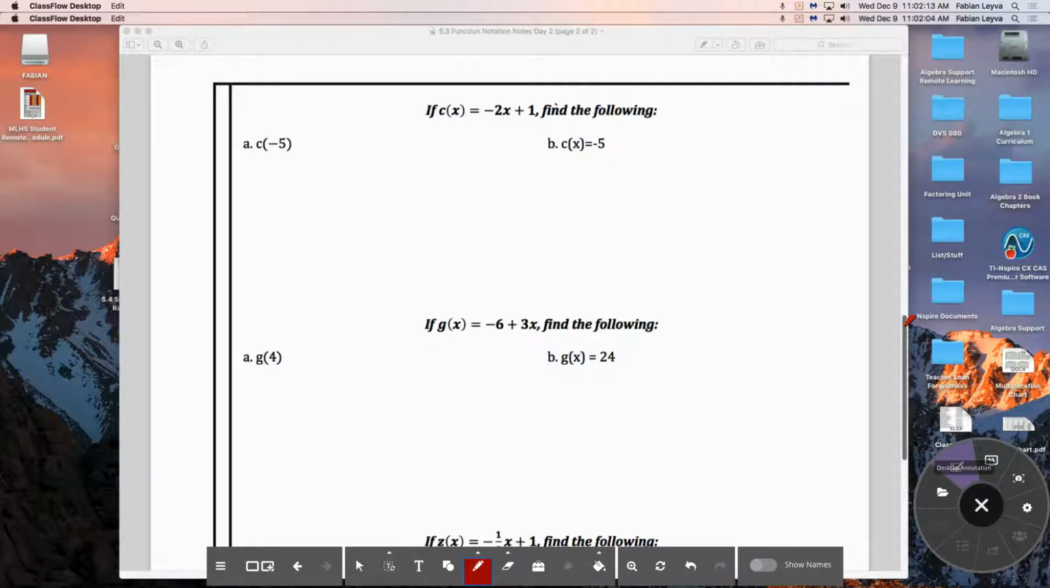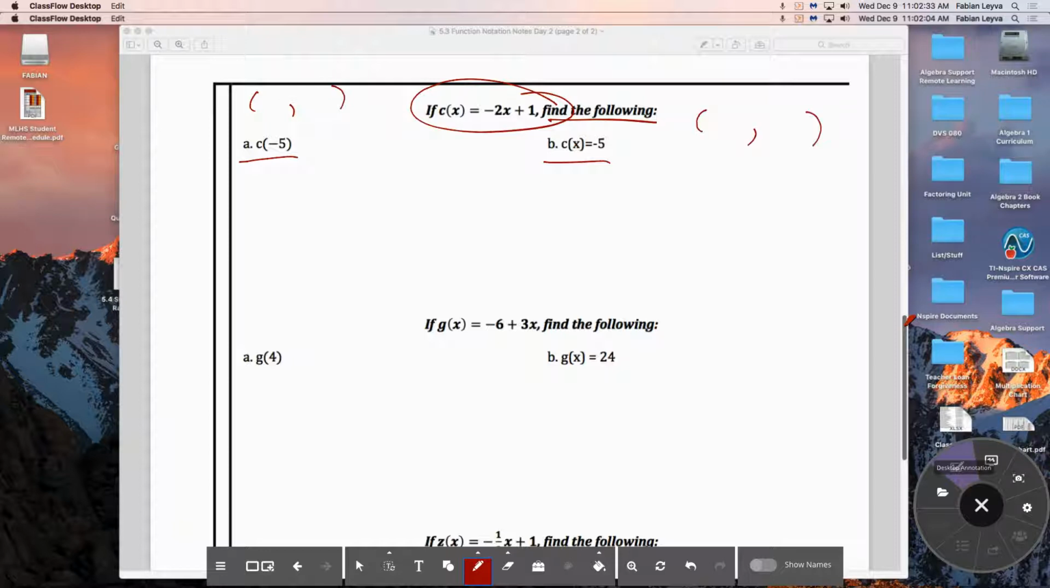So I gave you a notation. C of x is equal to negative 2x plus 1. I want you to find the following: C of negative 5, and then I want you to find C of x is equal to negative 5. Now you need to train your mind to understand what it's asking you. The way I learned this best is to think of it as an ordered pair.